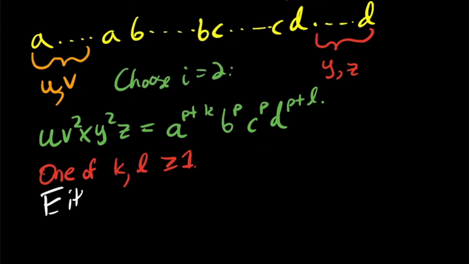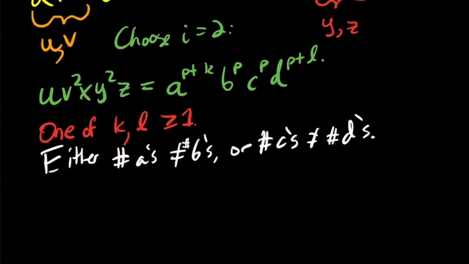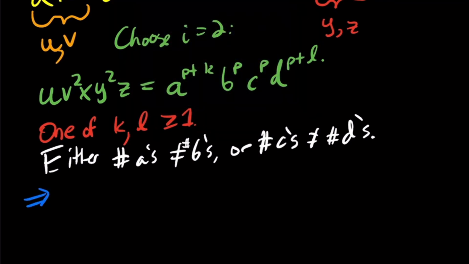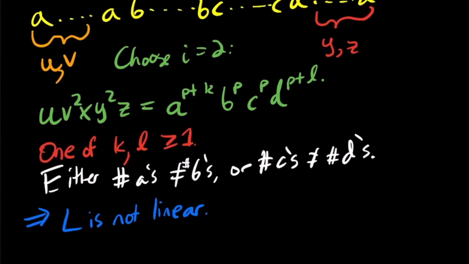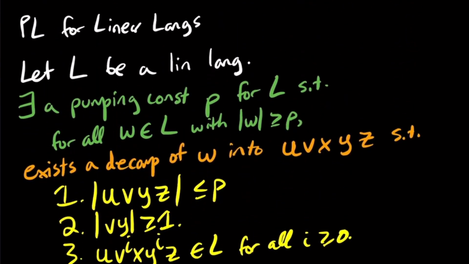So either the number of a's is not equal to the number of b's, or the number of c's is not equal to the number of d's. And that proves that this string cannot possibly be in the language. So therefore, by the pumping lemma, L is not linear. It's a very standard proof by pumping lemma technique. It's just using the pumping lemma in a slightly different way because we're using a different pumping lemma here.